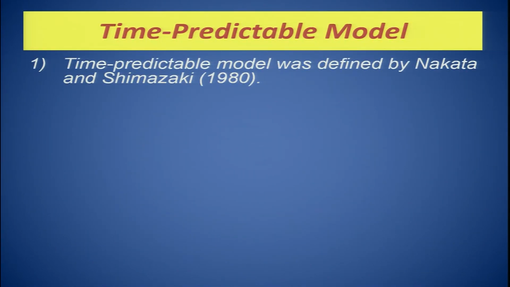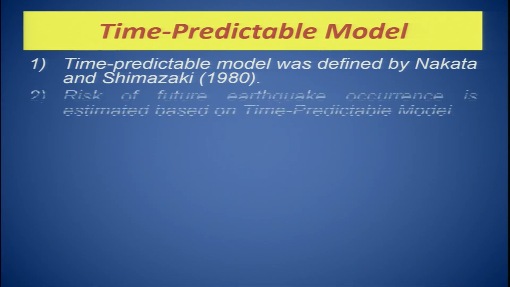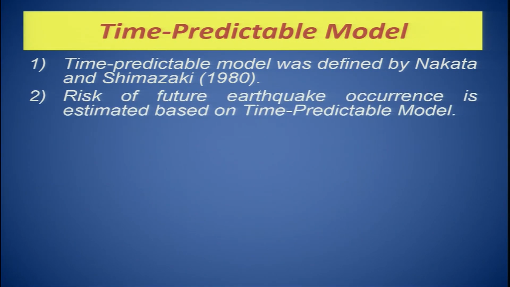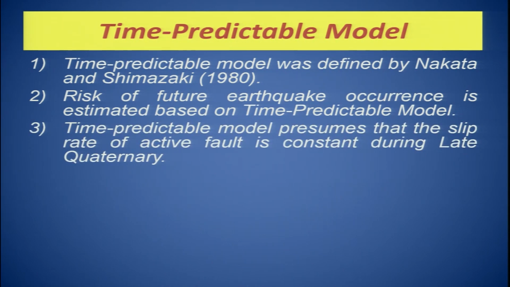Now, the time prediction model was given long back in 1980 by Nakata and Shimazaki. This is required because when we are talking about hazard assessment, the risk of future earthquake occurrence is estimated based on the time prediction model. When will the next earthquake on a particular fault occur and what will be the magnitude, that is extremely important. The time prediction model presumes that the slip rate of the active fault is constant during the late Quaternary.